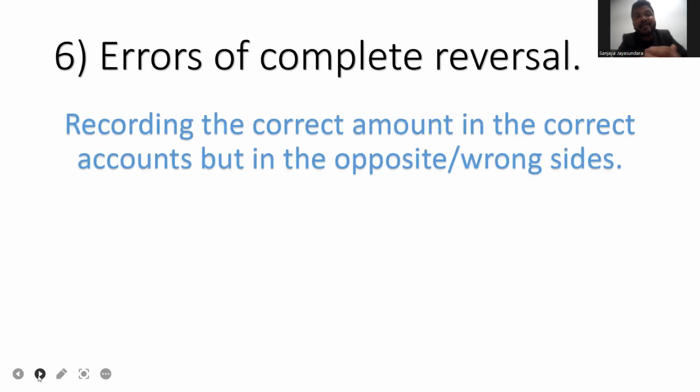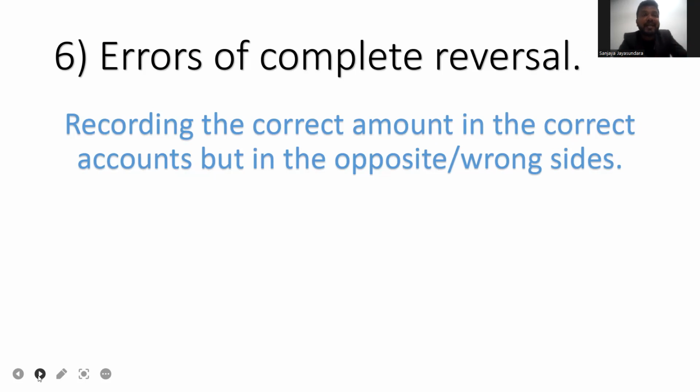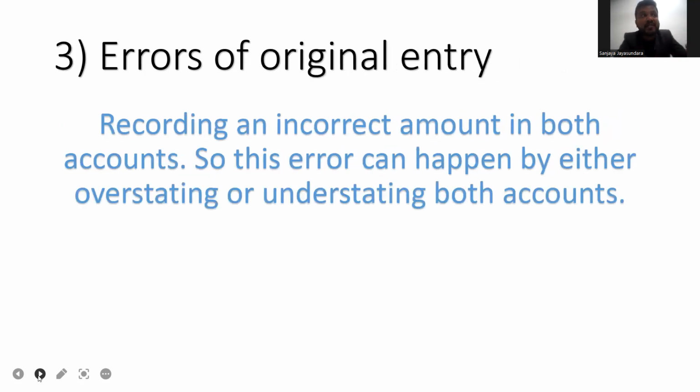Then the error number 6 is errors of complete reversal. Complete reversal means you record the correct amount in the correct account, but on the opposite side. When we rectify this error, we double the amount and we record it on the correct side. So that is errors of complete reversal. That is the last error actually. I think you got a clear idea about these 6 errors.